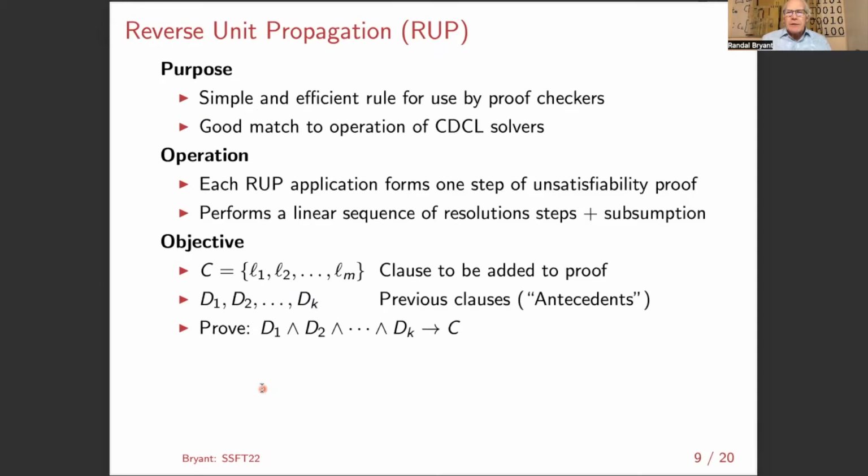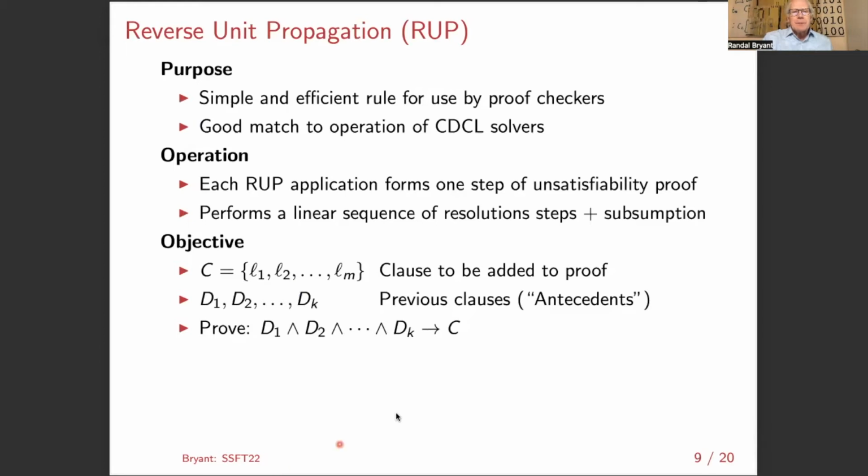And RUP is the core step that we'll have in our proofs, that each step in our proof of unsatisfiability will be a new clause that we've introduced, and it will be one that follows by one RUP step, one reverse unit propagation step, applied to the preceding clauses.